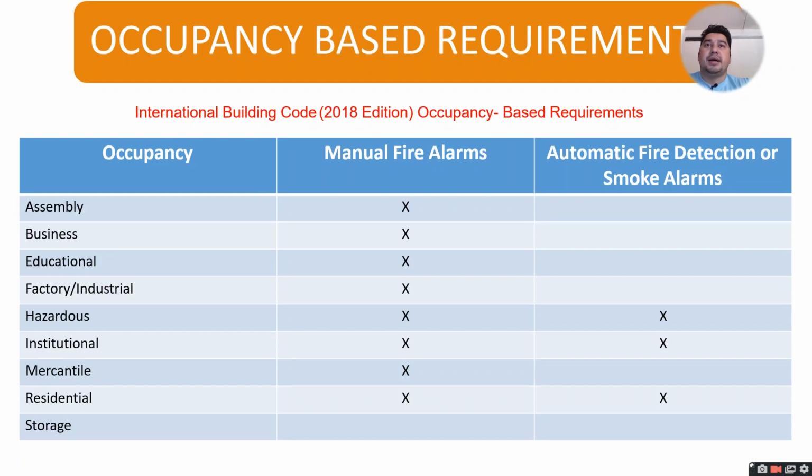Now, occupancy-based fire alarm requirements. International Building Code 2018 edition occupancy-based requirements. Occupancy: assembly, business, and certain other areas. Manual fire alarms: yes, there should be. Automatic fire detection or smoke alarms: for the assembly area, not required. For business, not required. Educational, not required. Hazardous area, yes, required. Institutional, yes. And residential, yes. Automatic fire detection or smoke alarms, that is required.